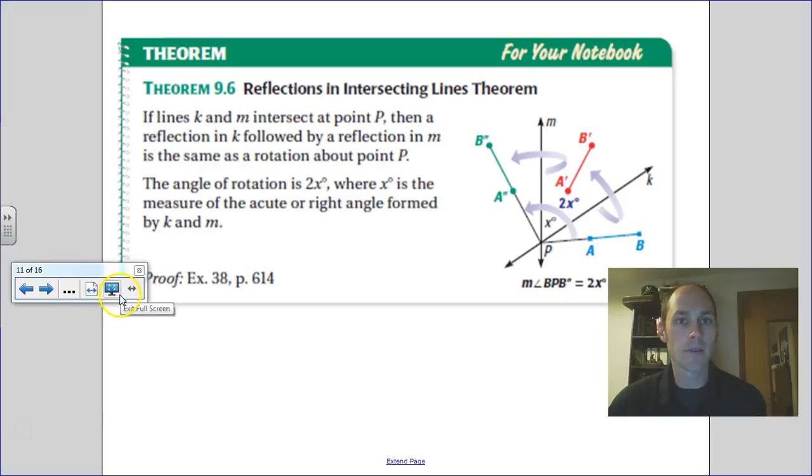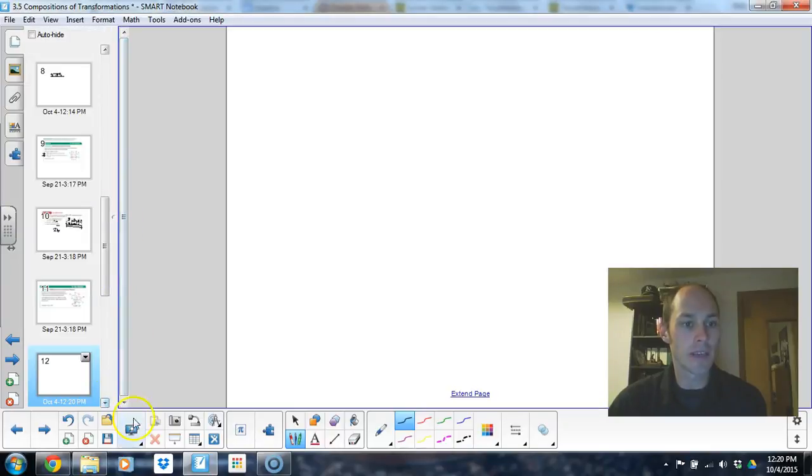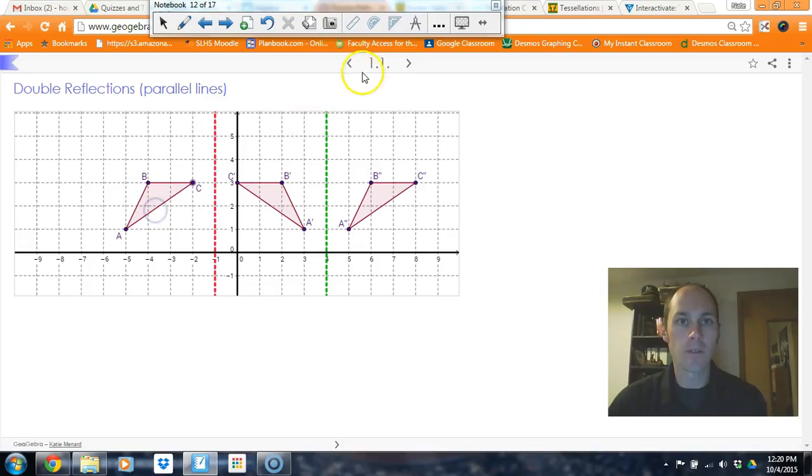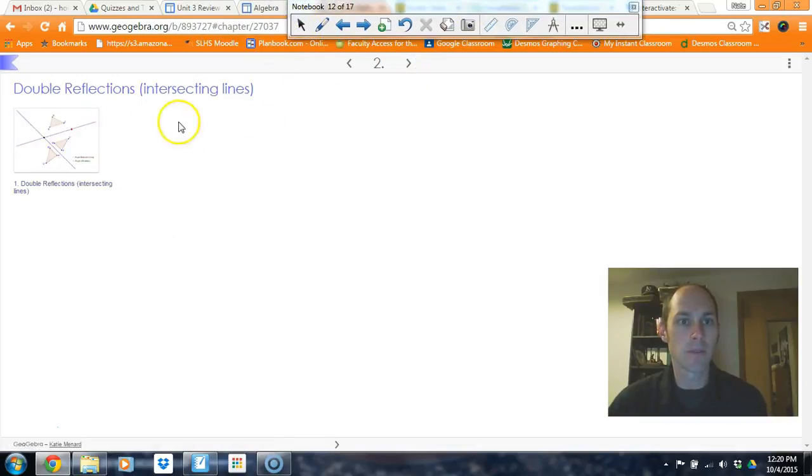All right, now let's take a look at reflections and intersecting lines. So we can do that by looking at GeoGebra again. And we'll look at a different app this time. It will help us explore that.